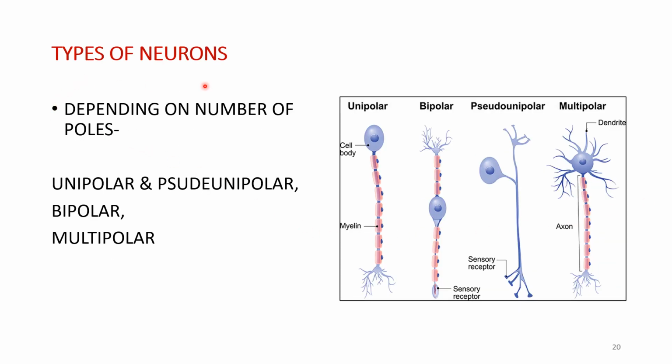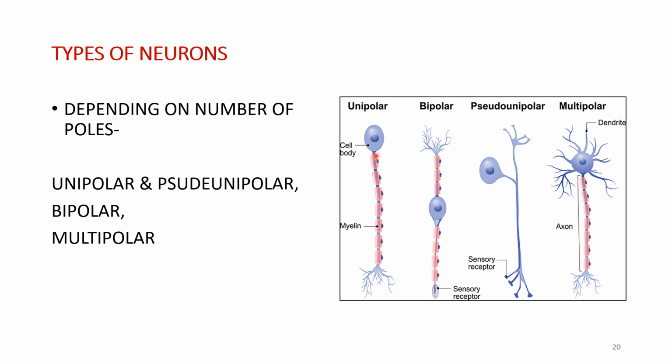Now coming to the types of neurons. We can divide the neurons based on the number of poles, depending upon the functions, and depending upon the length of the axon. First, coming to the types of neurons depending on the number of poles, it may be unipolar neuron, pseudo-unipolar neuron, bipolar or multipolar neurons.